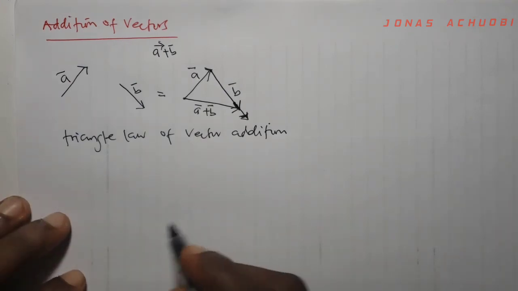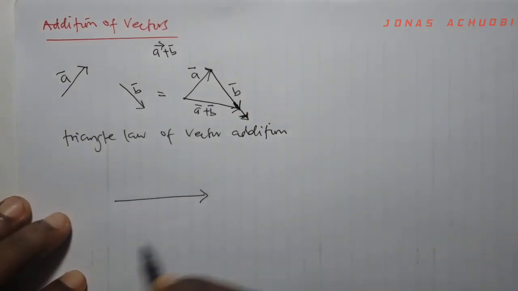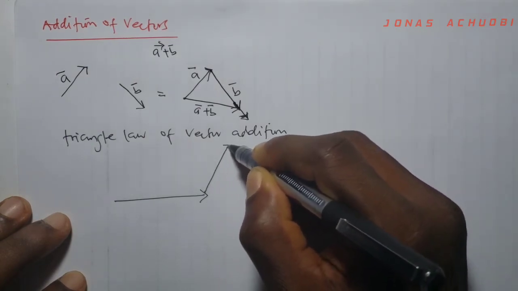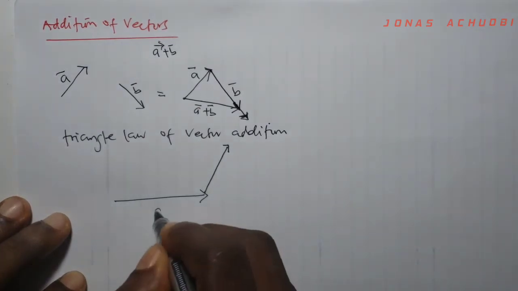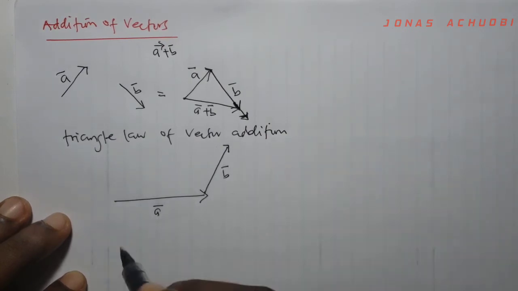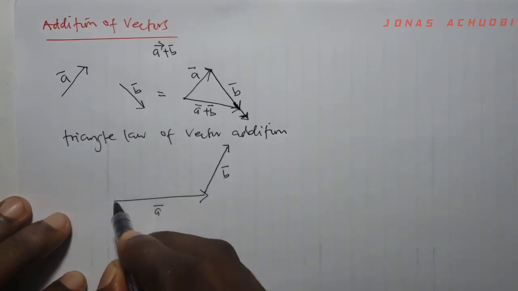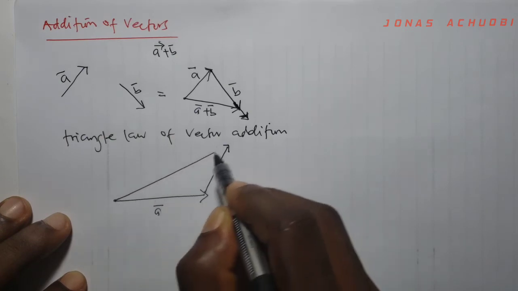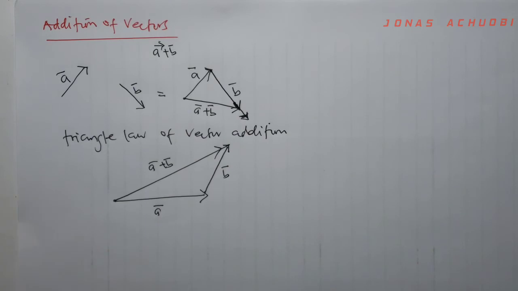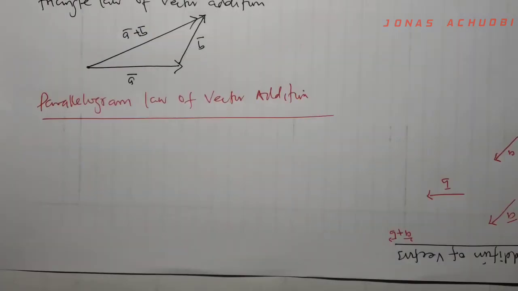Let me draw this again neatly. So I have here vector A, and then vector B will start at the terminal point of vector A. If this is vector A and vector B, then the sum of vector A and B is a third vector whose initial point is at vector A and final point is at vector B. So that is vector A plus B, the triangle law of vector addition.